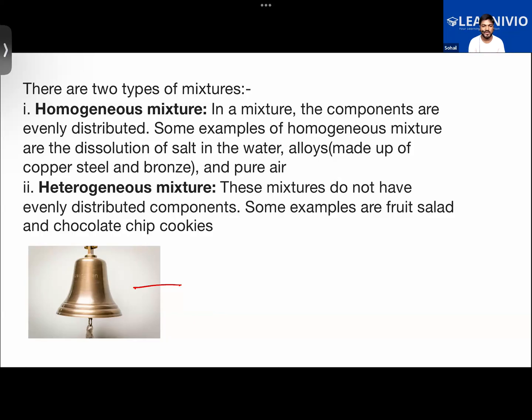Or take for example an alloy, like this bell that is made up of brass. Brass or bronze, these are alloys, and they are made by mixing two different metals, like copper, steel, and bronze. So brass, bronze, these are alloys. So an alloy is a homogeneous mixture of two or more than two metals, and some non-metals can also be used in it. Take for example bronze.